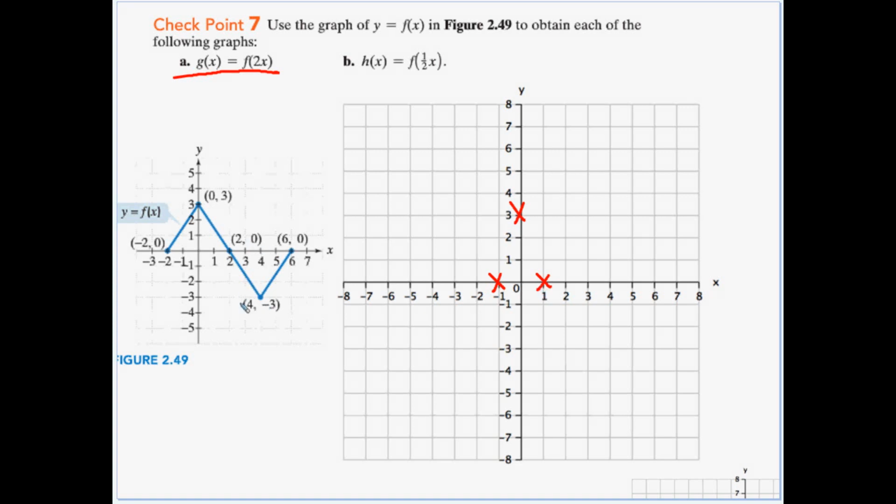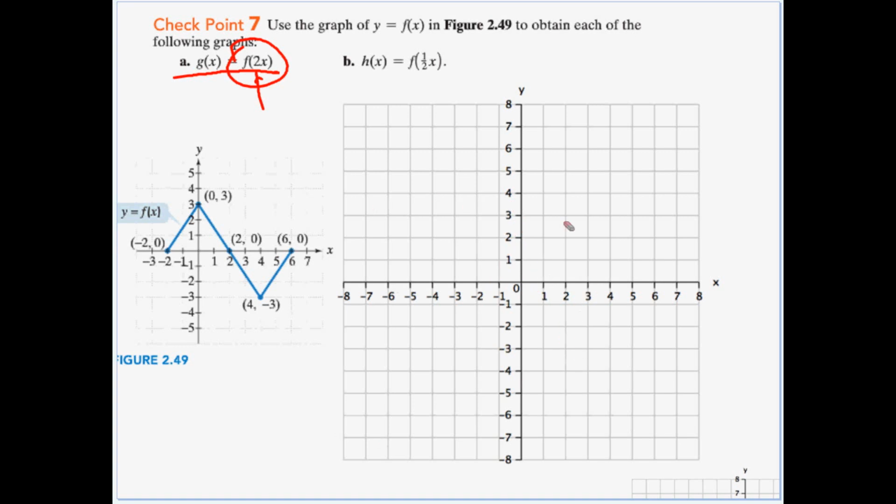Here, this will now be a 2, negative 3. And then this 6, 0 will be cut down to a 3, 0. So if I connect my dots, it looks like that. A whole number there moved everything closer to the y-axis.